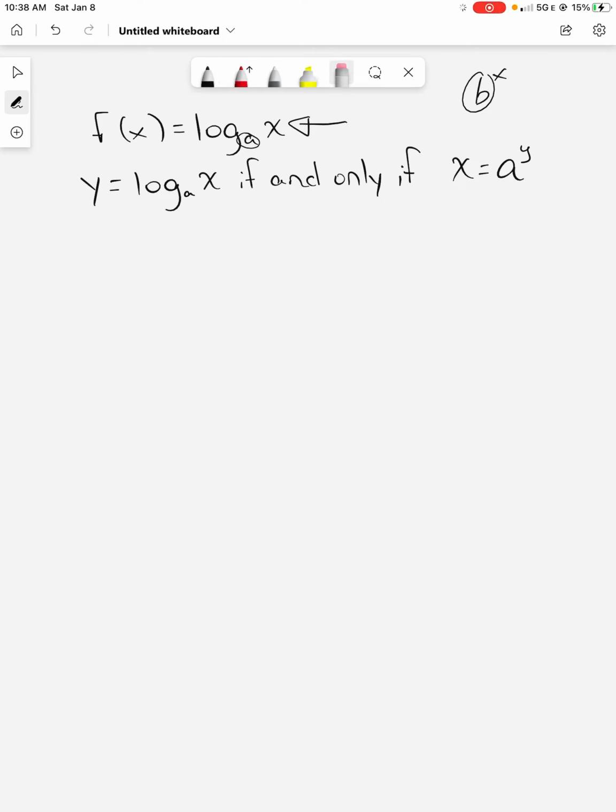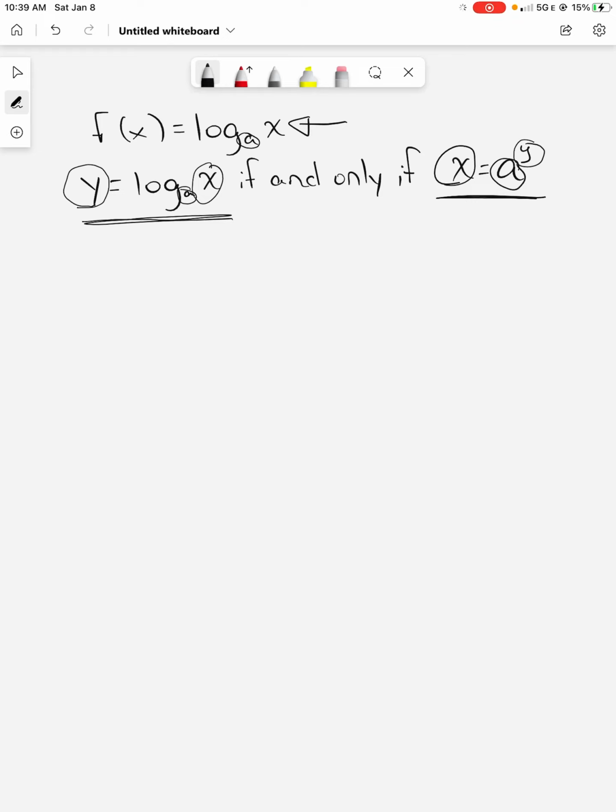The actual definition of the logarithmic function is here. y equals log base a of x if and only if this is true. Basically, what you have to learn from this definition is that whatever answer you have for your logarithm is the exponent in the exponential function. The base a of the logarithm is the base a of the exponential, and whatever you're taking the logarithm of becomes the answer here. So basically your x and your y change places.